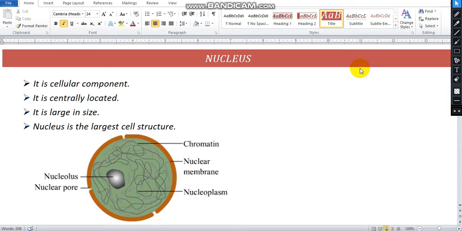So today we are going to discuss the nucleus. Previously we discussed what is a cell, the introduction of the cell, and the cell membrane which is made up of protein and lipids, and the cell wall which is made up of cellulose. So today we are going to talk about the next part of the cell, which is the nucleus.